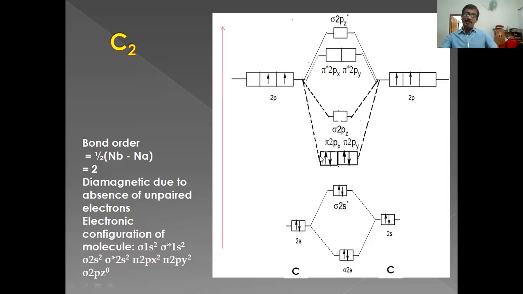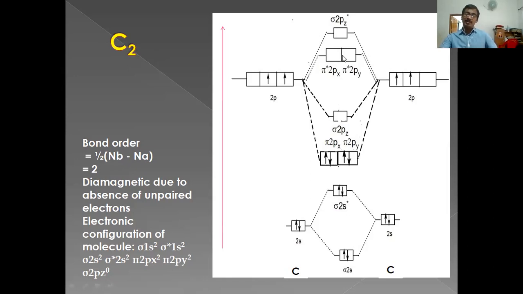Okay, what is the bond order? How many electrons in the bonding molecular orbital? 2, 4, 6. 6 electrons in the bonding molecular orbital. Minus how many in the antibonding? Here you can see 2 in the antibonding molecular orbital. 6 minus 2, 4 divided by 2, 2. Bond order is half into Nb minus Na, equal to half into 6 minus 2, equal to 2. And this molecule is diamagnetic.